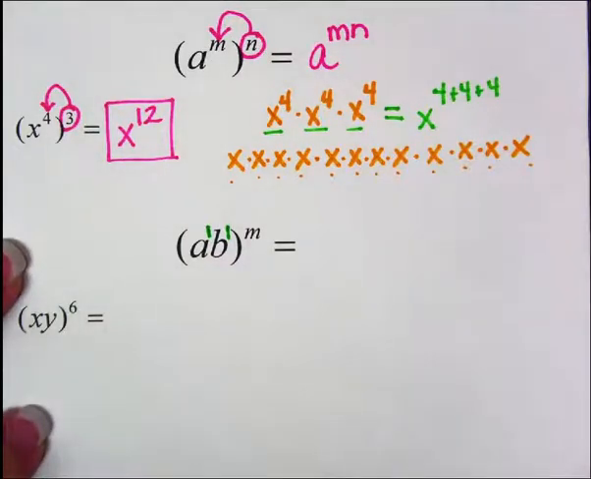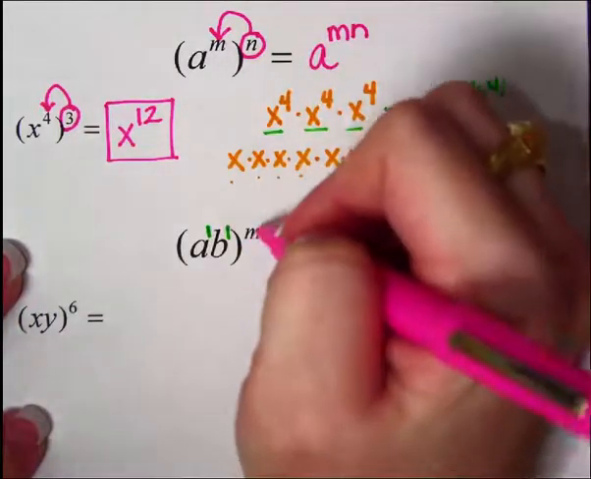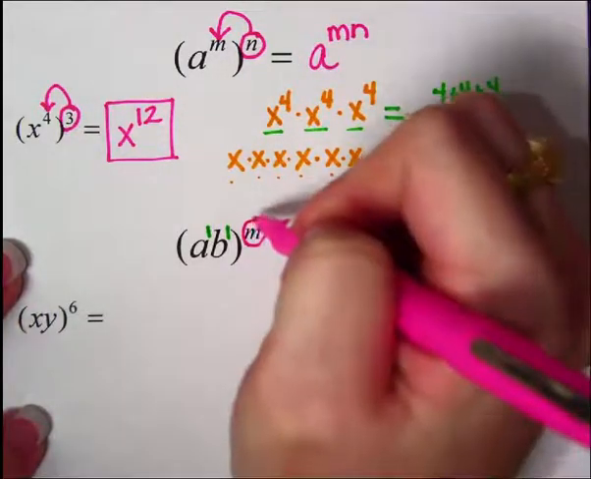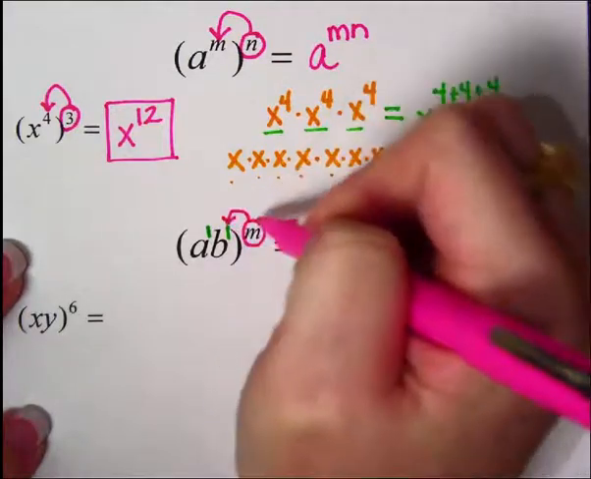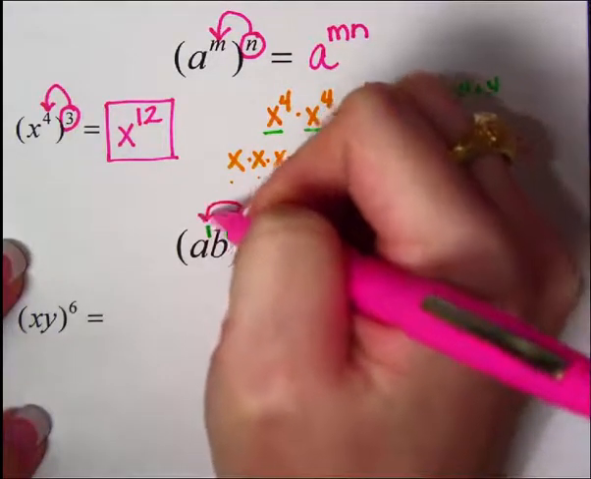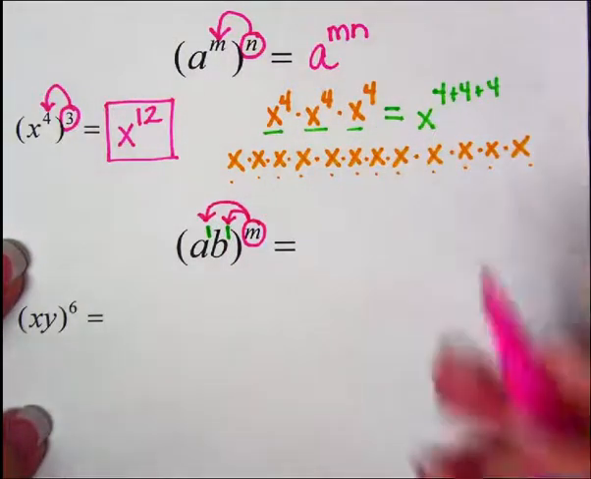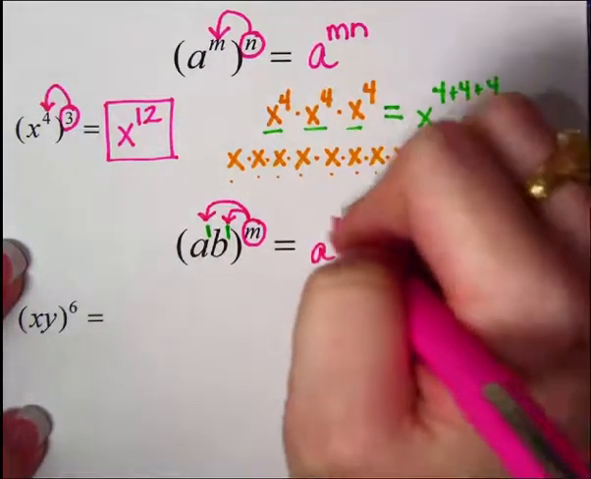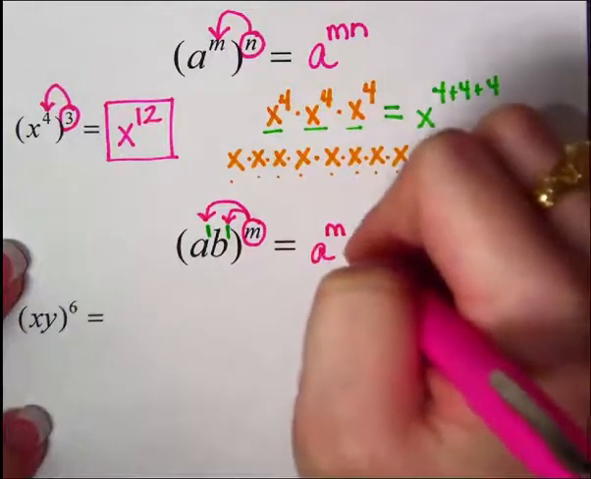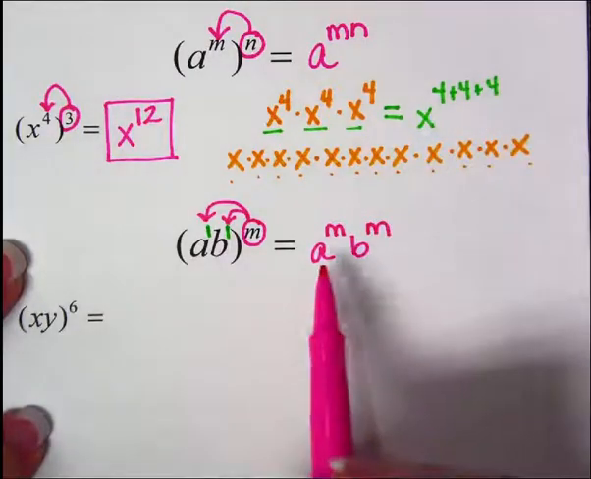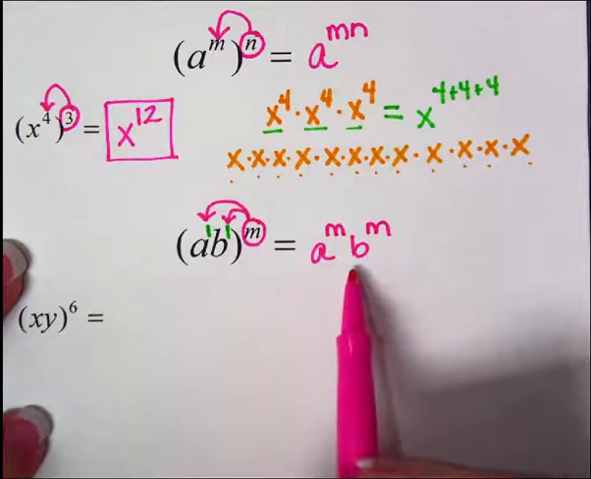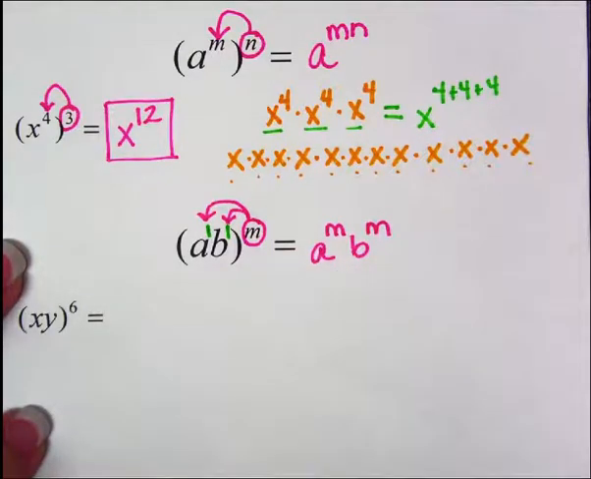Now I'm going to use the same property that we just talked about, and I'm going to take this m on the outside and multiply it by every exponent on the inside. So multiply it by the 1 that's attached to the b and multiply it by the 1 that's attached to the a. So I get a to the m times b to the m, and then I'm done. I don't do anything because a and b are not the same base, so I actually cannot combine them.